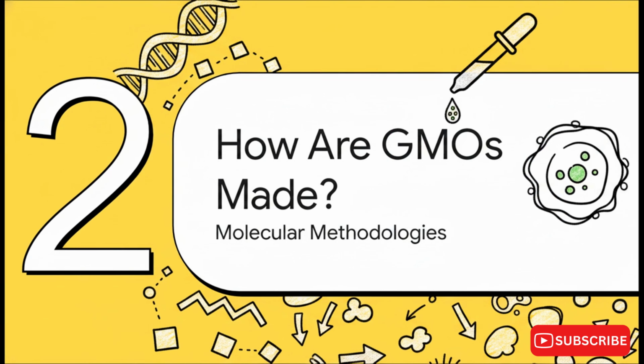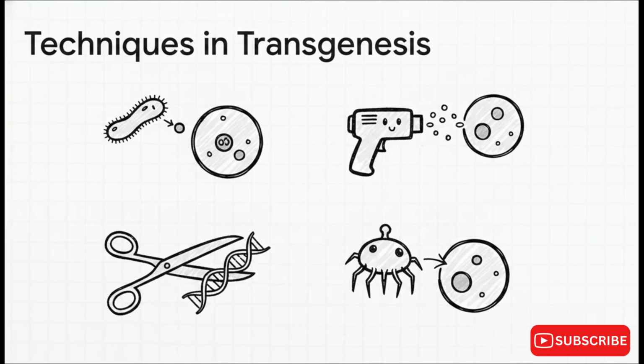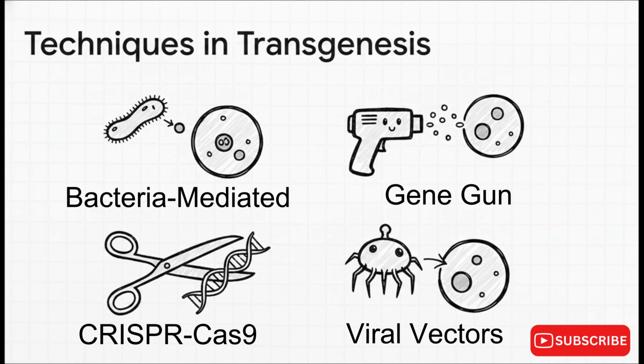So now we know what a GMO is in theory, but how do scientists actually do it? How do they make that precise change to the DNA? Let's zoom in now to the molecular level and take a look at the different methods they use. You know, creating a GMO isn't a single process. It's more like a toolbox with different tools for different jobs.